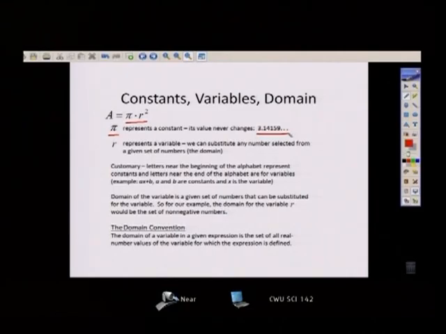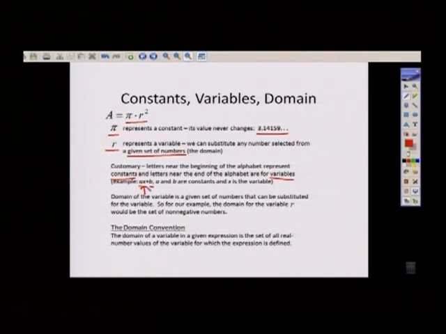Approximately 3.14159. So pi is a constant number. The r in the equation represents the variable. A variable, we can substitute any number we want in for it from a given set of numbers called the domain. And there are some customary things here. Letters at the beginning of the alphabet represent constants, and letters near the end of the alphabet represent variables. So for example, in the expression ax plus b, the a and the b represent constant values, and the x is the variable.